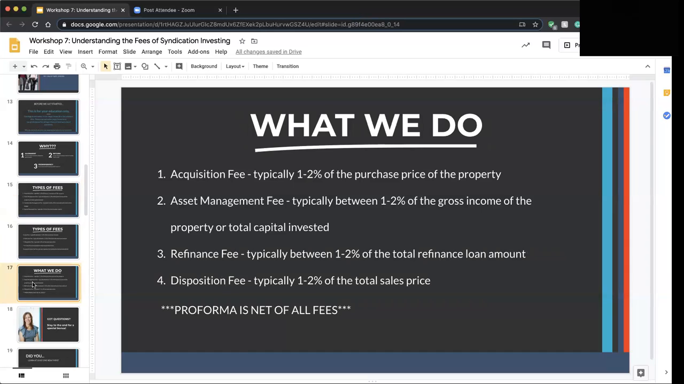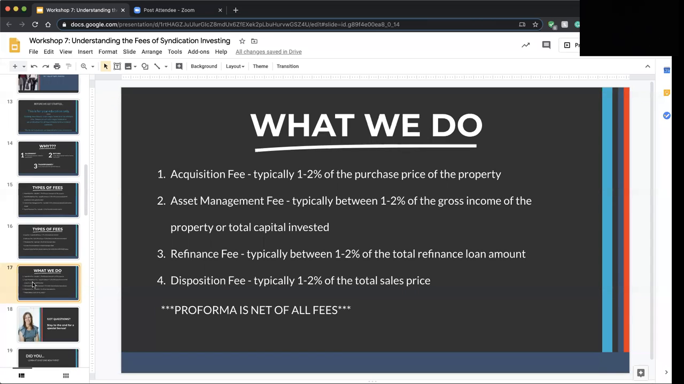If the projected return is calculated net of all the fees, then as long as the returns are there, why do fees matter? Well, yes, exactly. If your pro forma is net of all fees, that's the question to ask. You need to understand, because not all sponsors actually put all the fees in the pro forma.